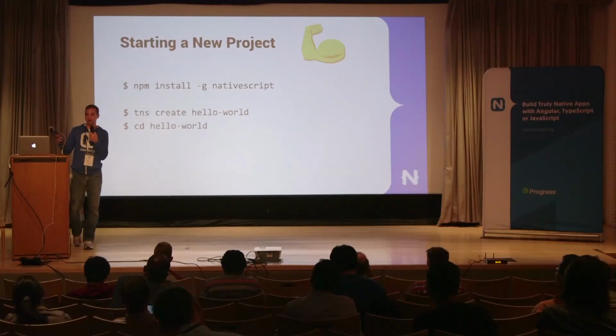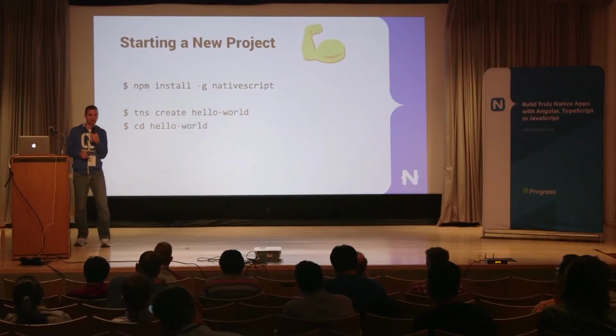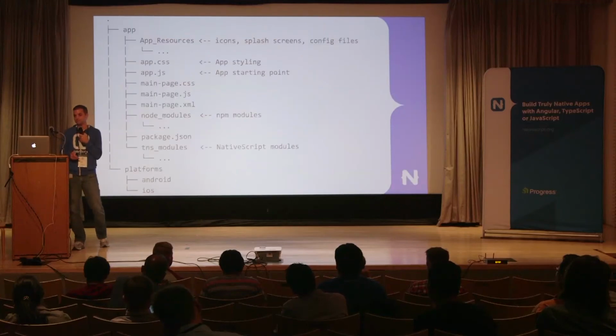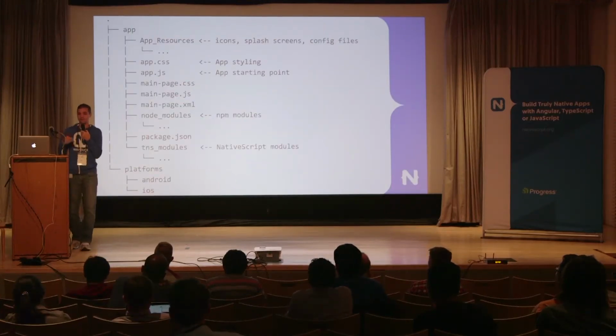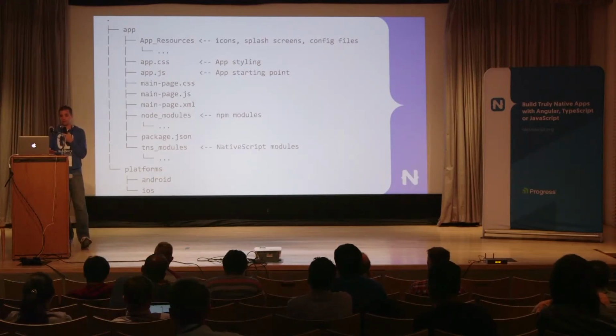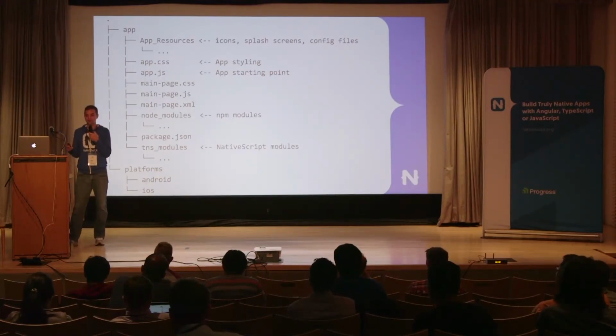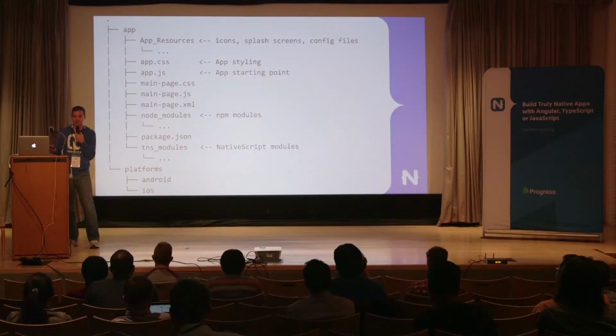So TNS create app name, then we're going to navigate into that newly created app directory. And that's going to scaffold up an application for us, a very simple vanilla JavaScript-based application. And so this is what your boilerplate app directory is going to look like after you execute TNS create.